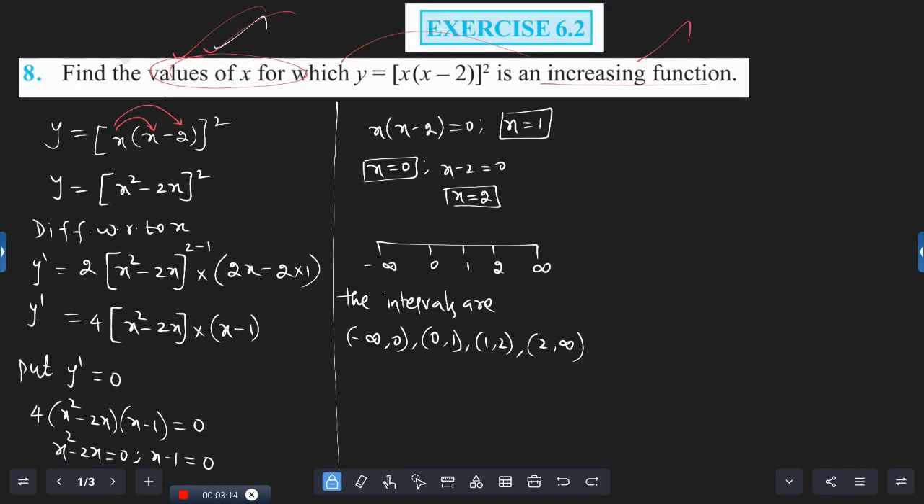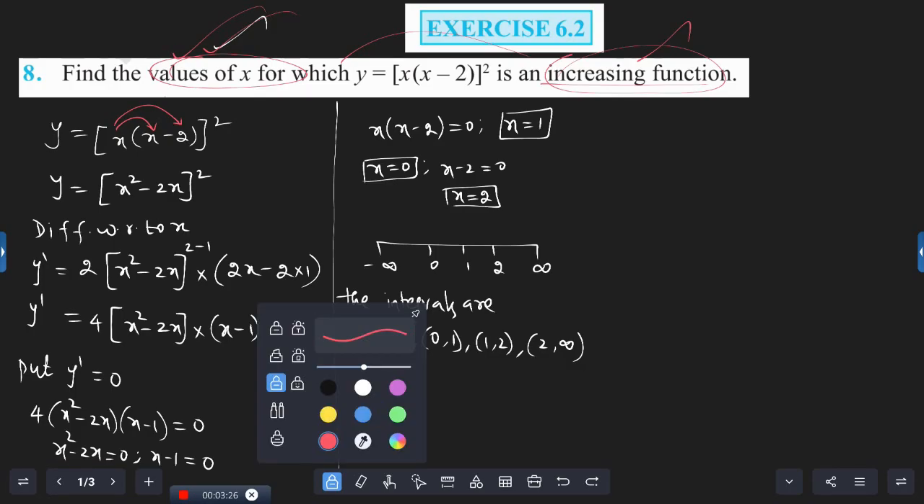We have to find the value of x when it is increasing. Suppose decreasing comes in, you have to reject. Increasing comes in, you have to accept as an x value. Understand? Okay, let's start the table.